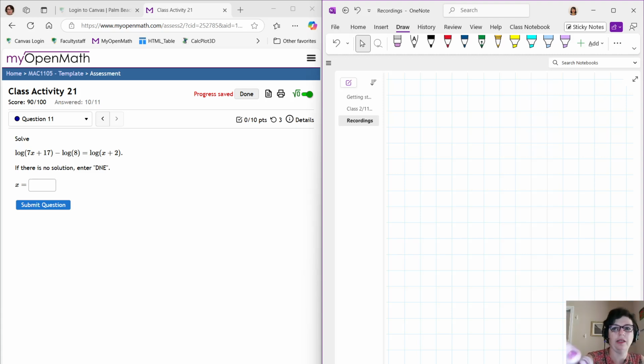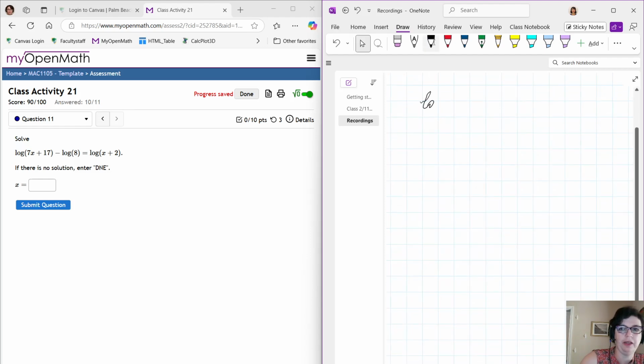Okay, in this example, it looks like there are 3 logs. They are actually multiplying. Man, oh man, let's see what we can do with that. Let me write down the equation and we'll see if we can tackle it.